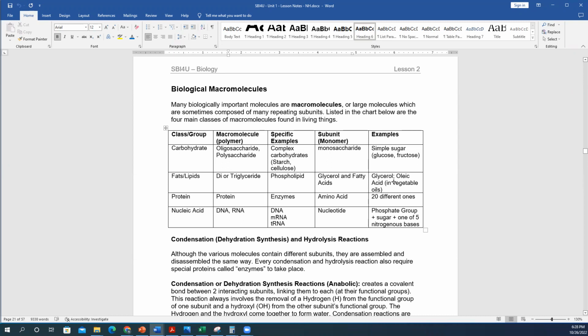Under fats and lipids, we have the smaller molecules of glycerol and fatty acids that, when they come together, form these larger diglycerides or triglycerides. And these are the macromolecules that fall under the fats or lipids category.